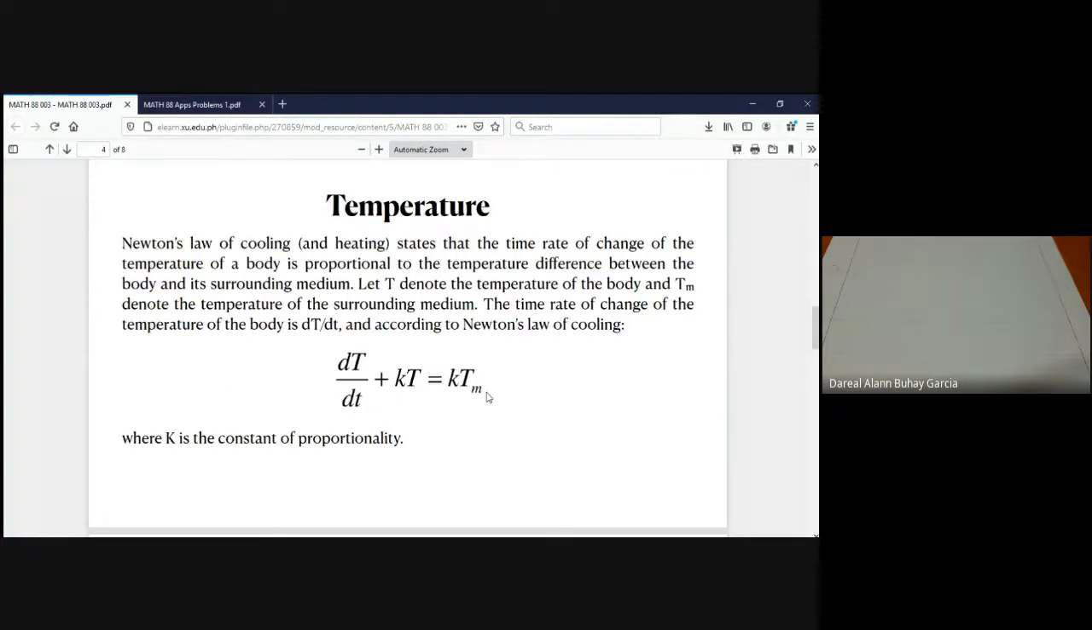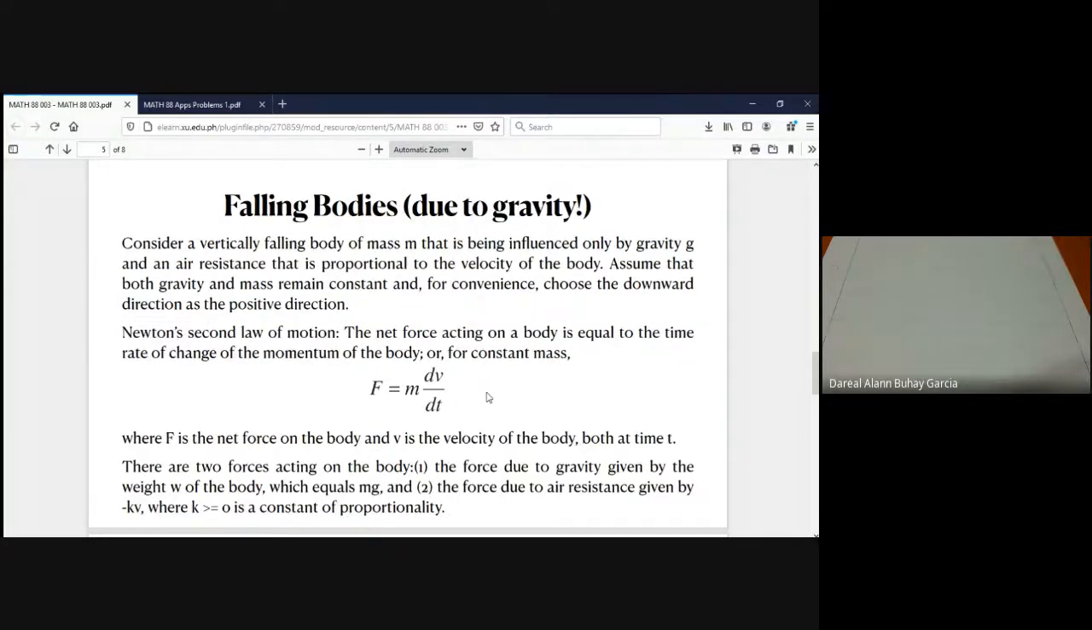Another thing would be temperature. Okay, Newton's law of cooling and heating. Anything that involves whether a rise or a drop in temperature could be modeled by a differential equation. Falling bodies, that's another one.